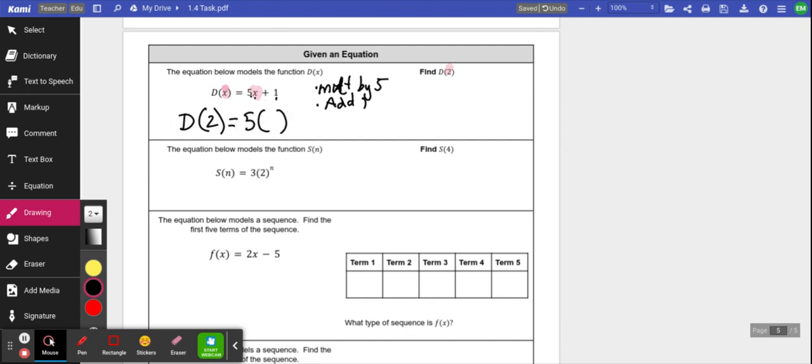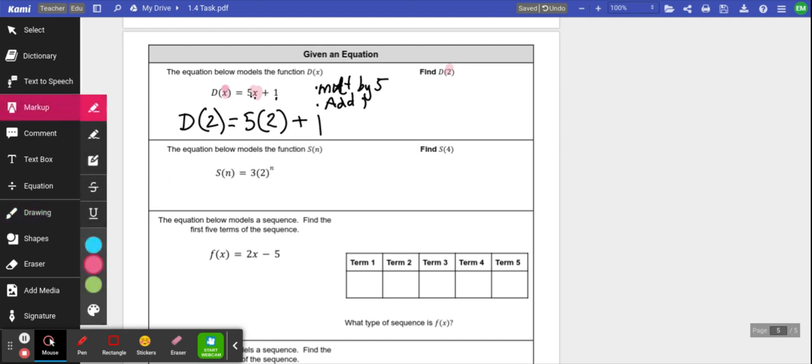Instead of an x, I'm going to leave a blank. And what that x is, 2 again. So if you look up here and you compare d of x equals 5x plus 1, and now I have d of 2 equals 5 times 2 plus 1. You can see it looks exactly the same, except I replaced the x's with my input, which was 2. And that's going to give me 5 times 2, which is 10, plus 1 is 11.